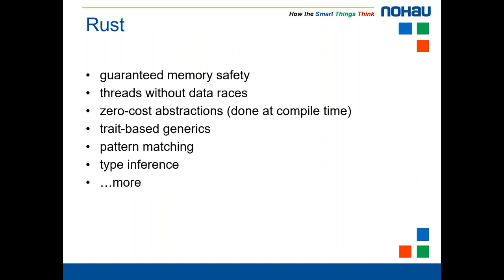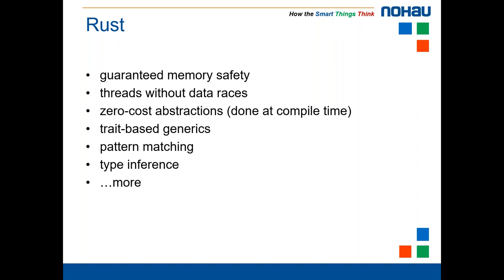So this is the slide from the beginning. I'm just recapping here. Guaranteed memory safety, threads without data races, zero cost abstractions, because they are done at compile time. So the compiler is really, really slow. Even for simple code, it takes forever to compile. And as I mentioned, it's kind of a static code analysis bundle in the compiler front end, which allows Rust to keep these promises.